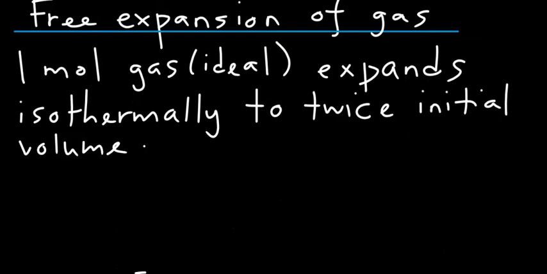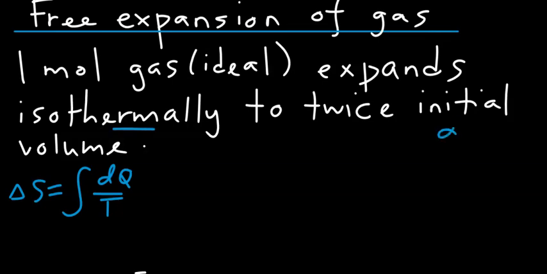Now let's say we have free expansion of an ideal gas. You have 1 mole of an ideal gas that expands isothermally to twice its initial volume. To calculate the change in entropy, of course, we use that equation that we have seen before. Now we note that this is an isothermal process, so the change in internal energy is 0. So the heat added must be the same as the amount of work done.